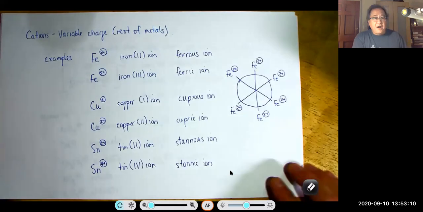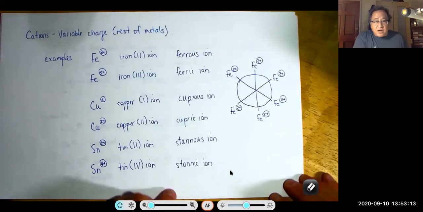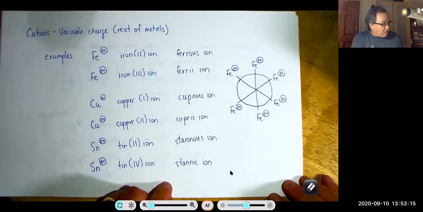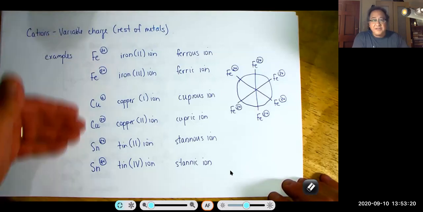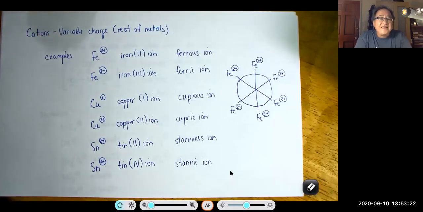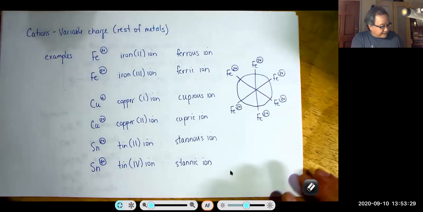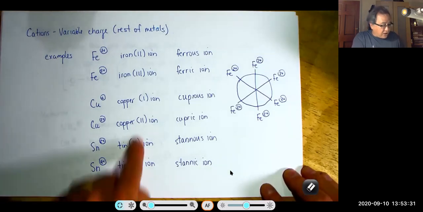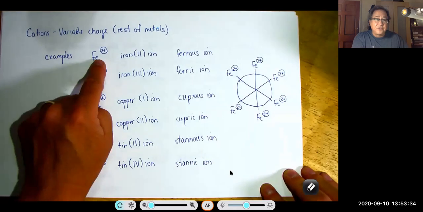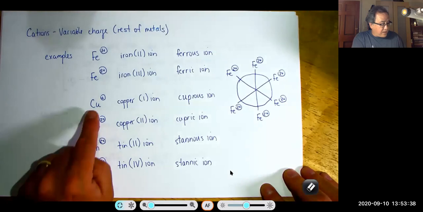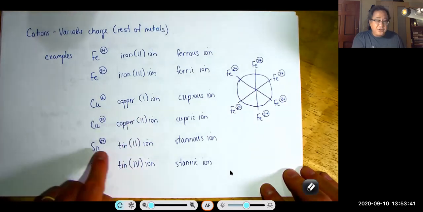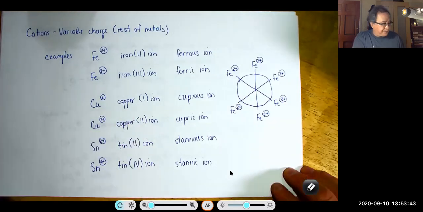Here's another one where you want to pause it after I talk about it, so you can write these notes down. There are cations of variable charge. There's no need to memorize these variable charges because the name will tell you the charge, or you can figure out the charge from the formula. So these are examples of the standardized names in this first column here. Fe2+ is iron 2 ion, Fe3+ is iron 3 ion, Cu+ is copper 1 ion, Cu2+ is copper 2 ion, and so forth and so on.